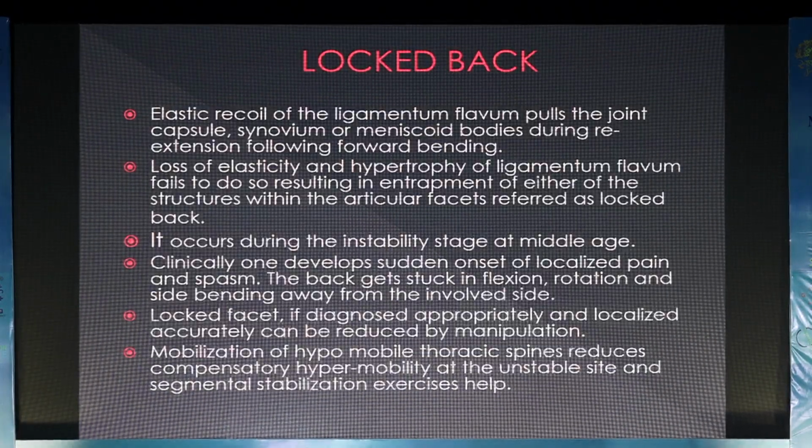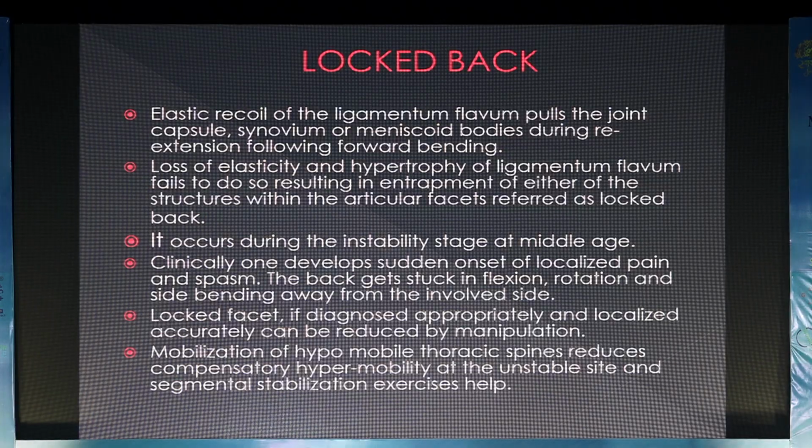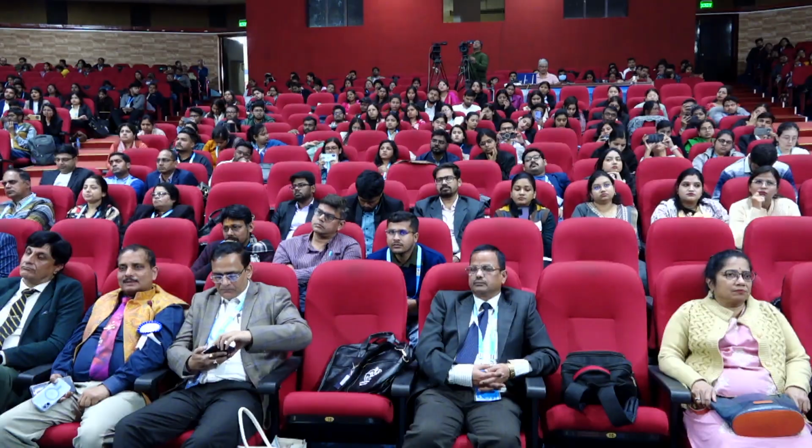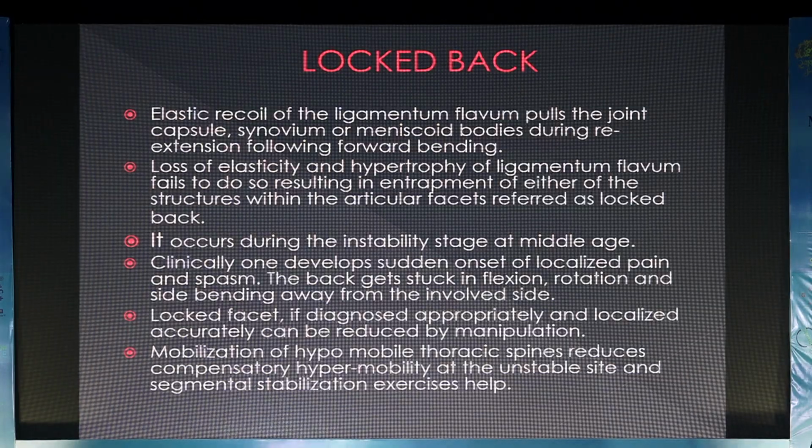Then there is another problem we encounter, that is lock back. What is that lock back? In lock back, the spine gets locked. Sometimes as you bend forward to lift something, your spine gets locked. It gets stuck in a position from where no movement is possible. And it usually occurs in middle age. So what is the mechanism?